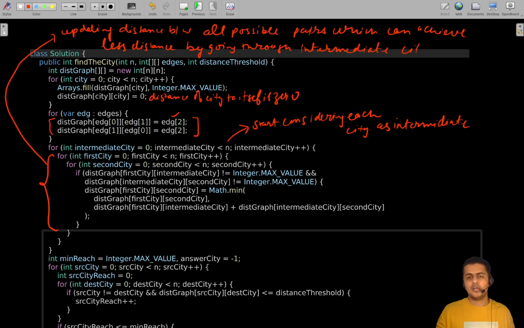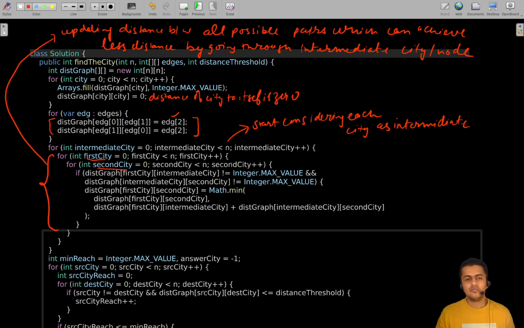City or node, whatever you may want to call it. Okay, so then we will be considering the pairs of the cities. So the first city and the second city. Although a city is connected to itself in a way, we will be avoiding that kind of situation.